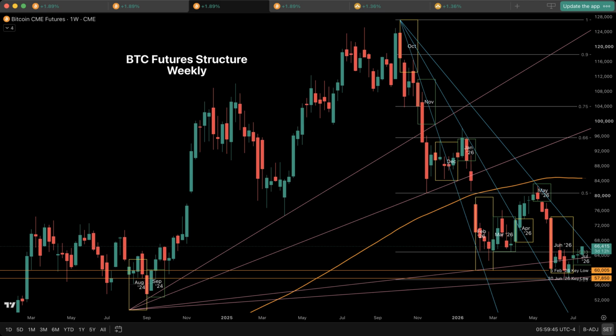Reaction comes sooner. Continuation fails earlier. May 1st weekly basis box forms near the upper side of February 1st weekly basis box. It compresses again near upper memory. Price reaches higher, but it cannot open free space.